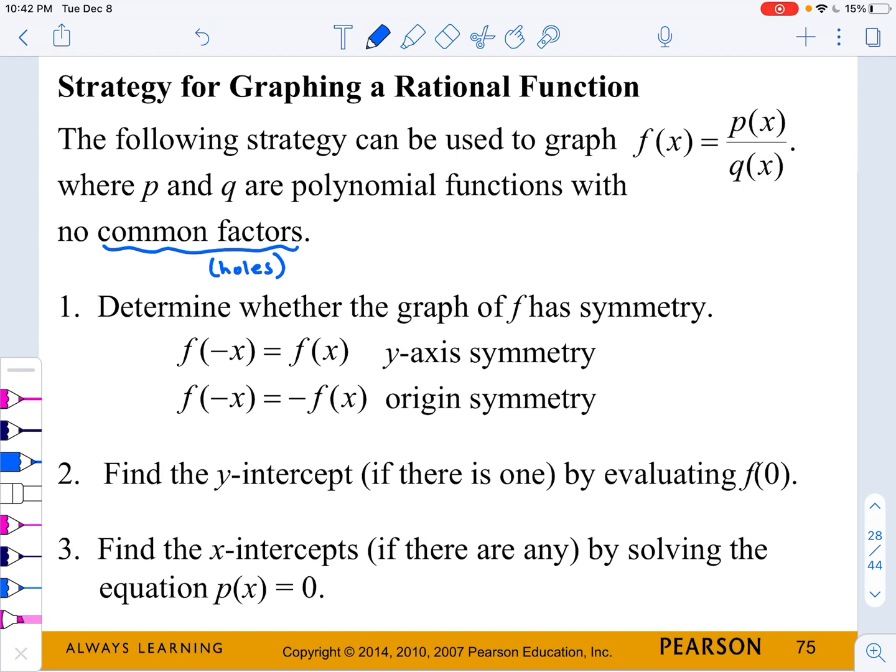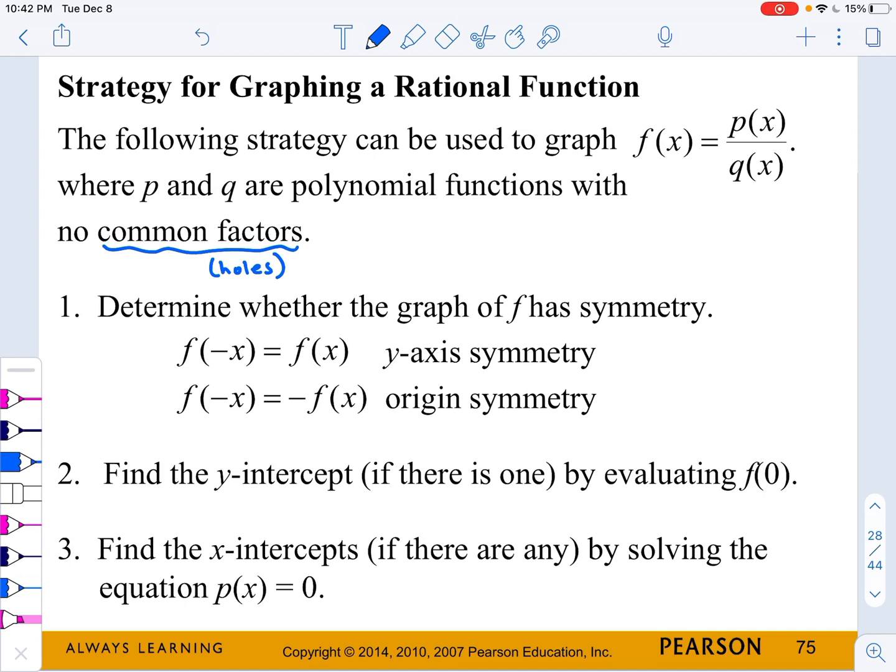Step 2, find the y-intercept if there is one, because remember sometimes we have vertical asymptotes at that. So it says find the y-intercept by evaluating f of 0. Plug in a 0 for x to solve for a y-intercept.